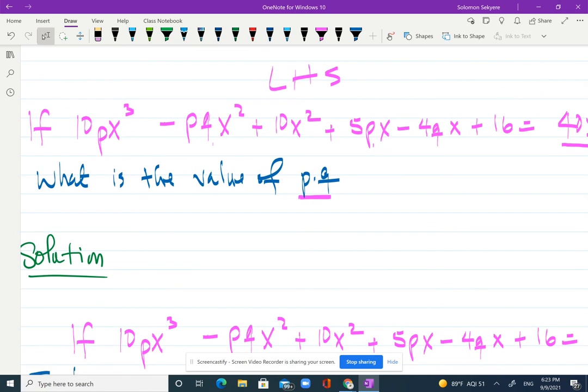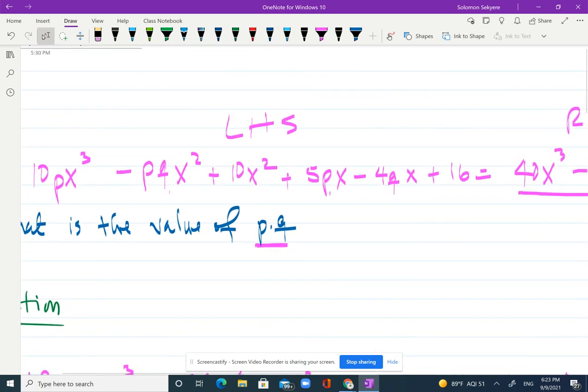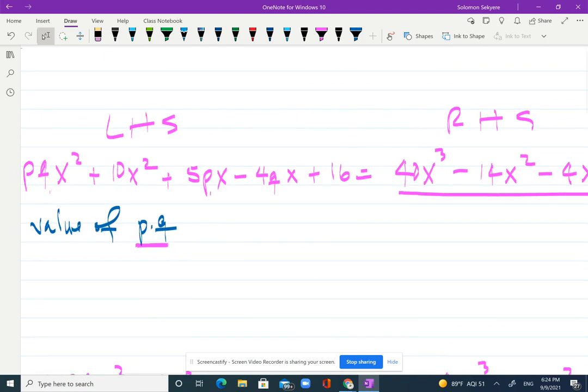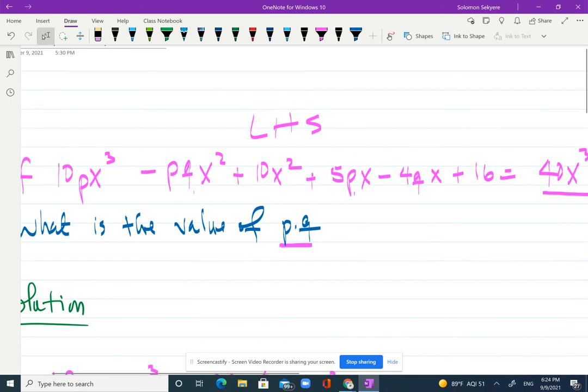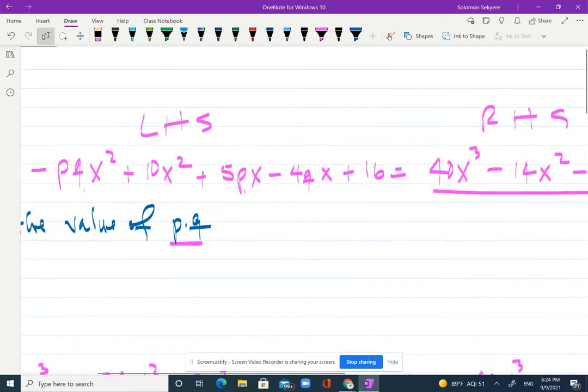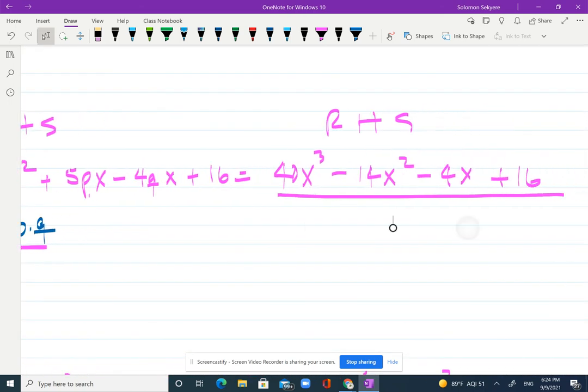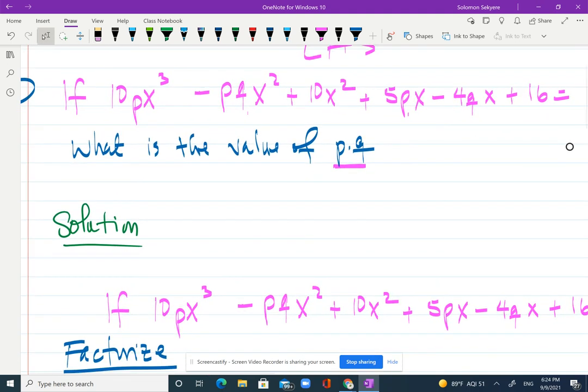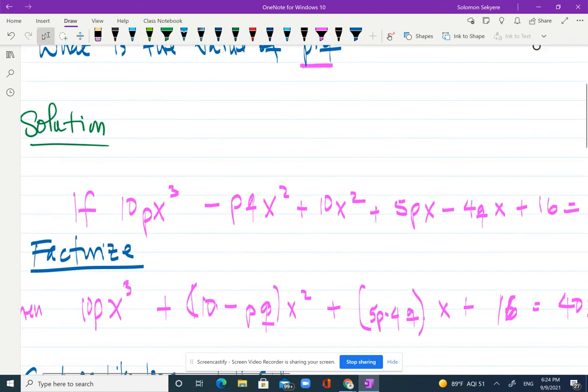Whenever you see these equations where the left-hand side equals the right-hand side, identical equations, the trick is to make both sides look the same. As we look at it right now, we've got 4 terms over here and 6 terms over there. So we've got to make them look alike. Okay, so what do we do?